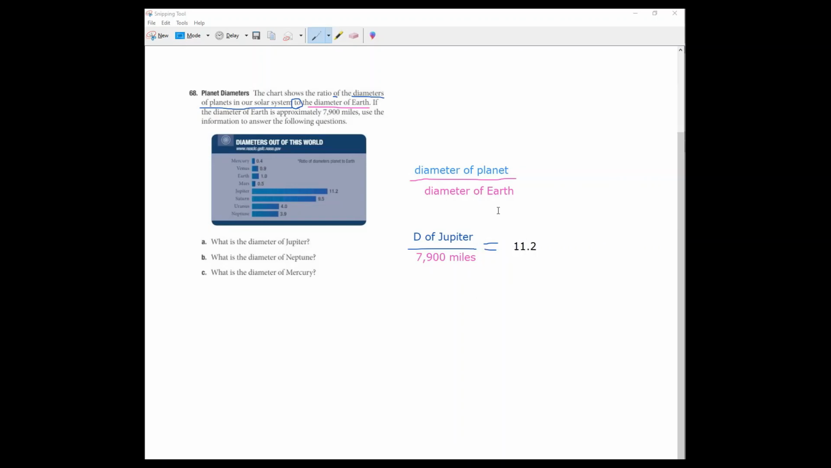So if I'm trying to solve for the diameter of Jupiter, and words aside, when I look at this thing, I'm going to use the same skills that I would if this just said X divided by 7,900 is equal to 11.2. I'm going to see a fraction and say, how do I get rid of that fraction? Well, I get rid of that fraction by multiplying both sides by whatever gets rid of the fraction. So I'm going to take both sides and multiply by 7,900.